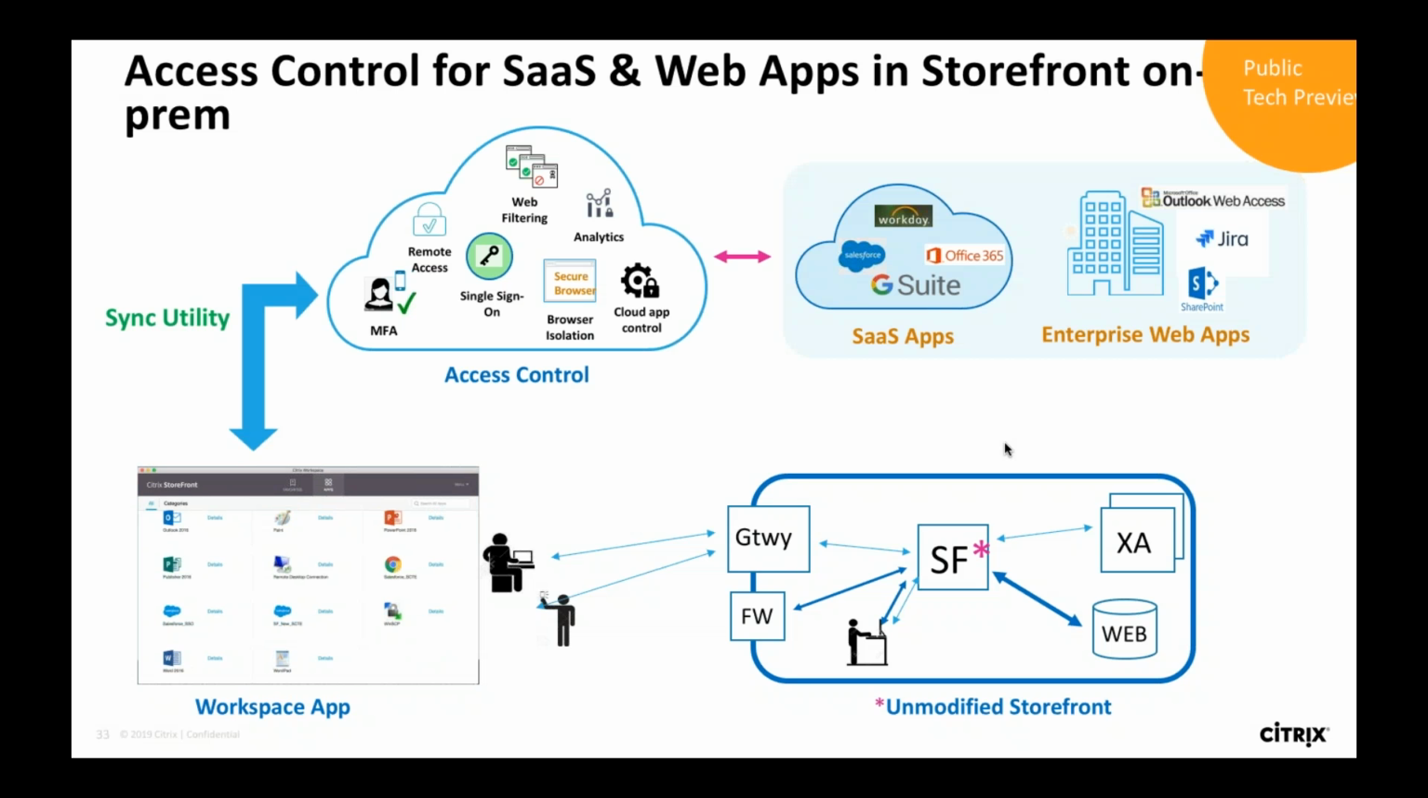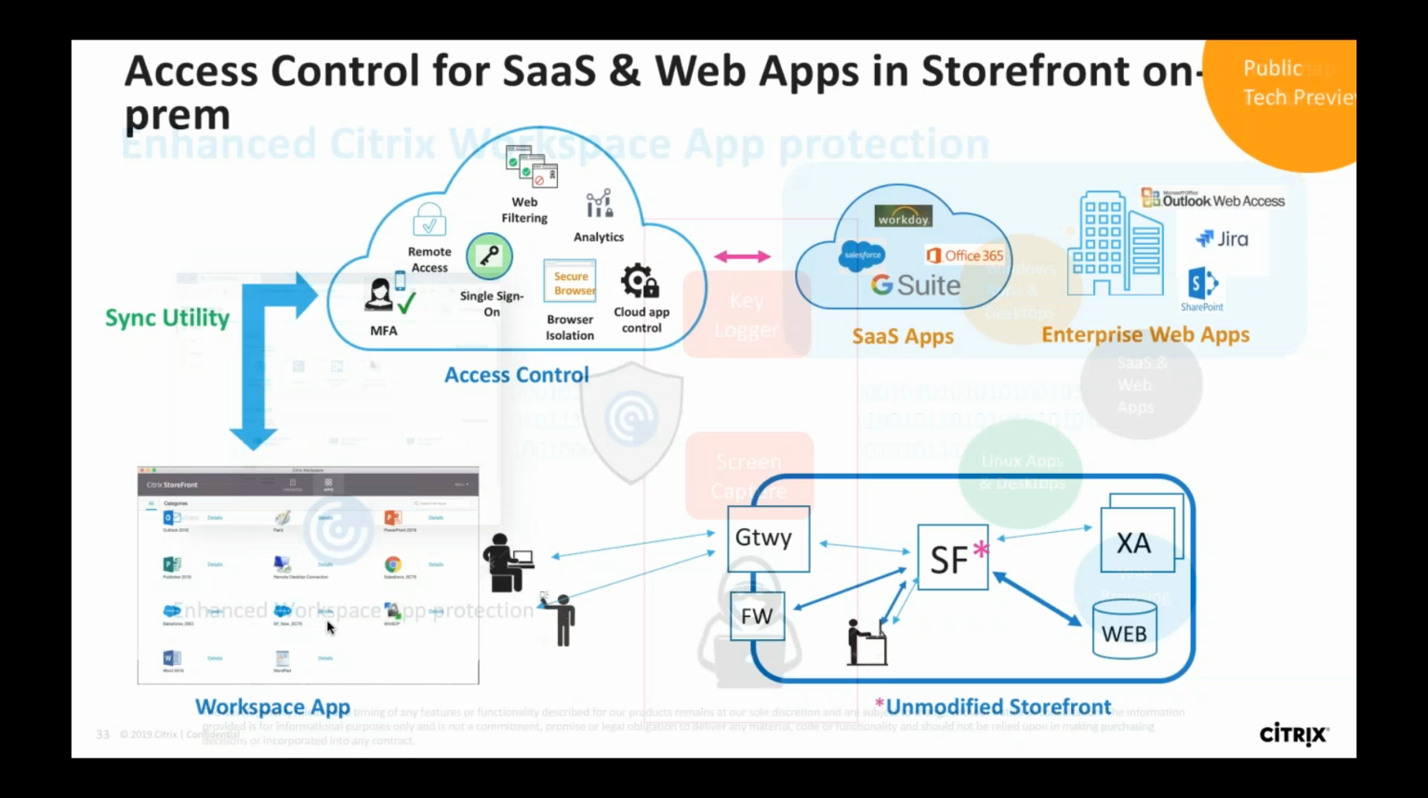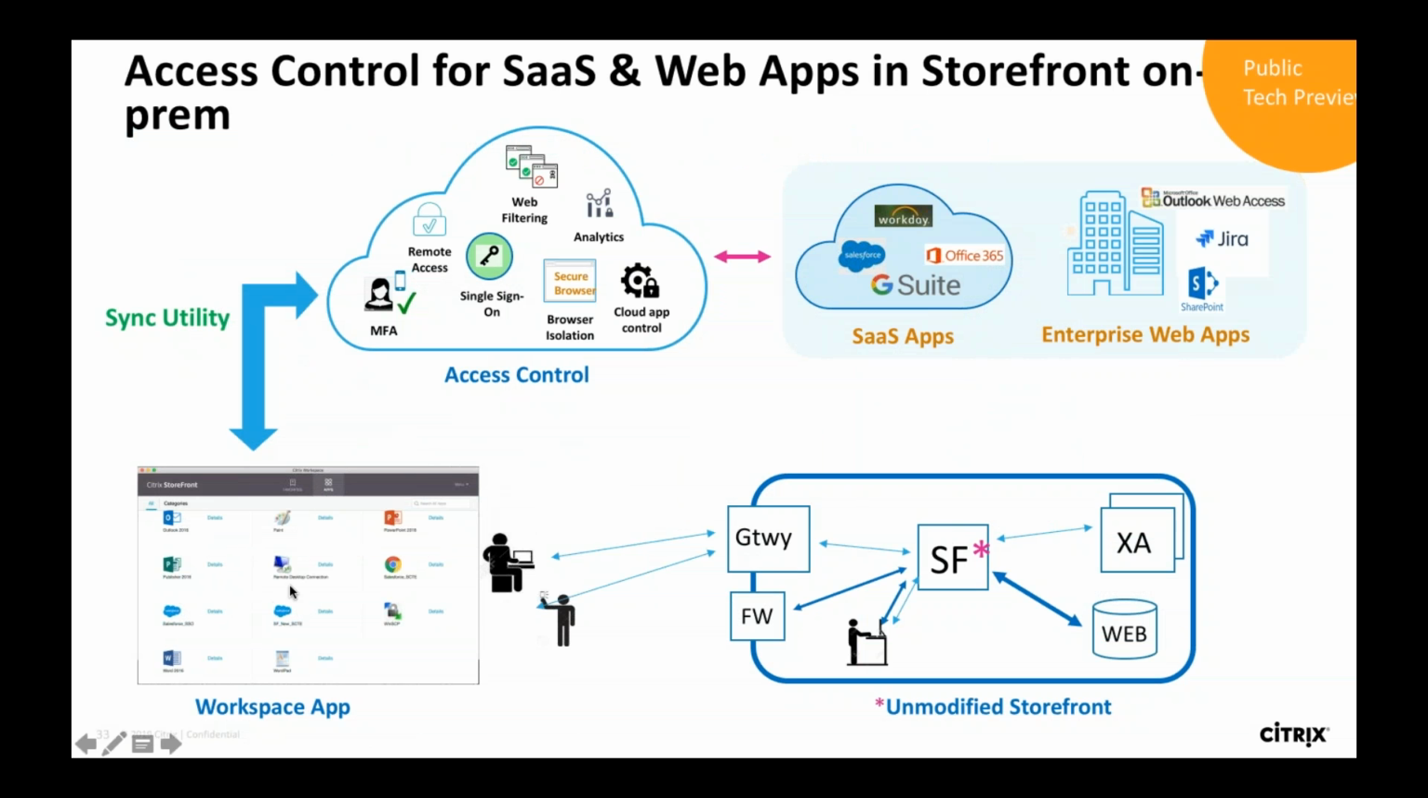What we do now is we have a capability that's available in tech preview, where you can run a sync utility on your DDC, and what that does is the policies that you have set up for access control within Workspace are imported in, and we can show the actual app within Workspace app published here. So the app now shows up within your storefront, and you can still go ahead and allow access or enforce policy controls.